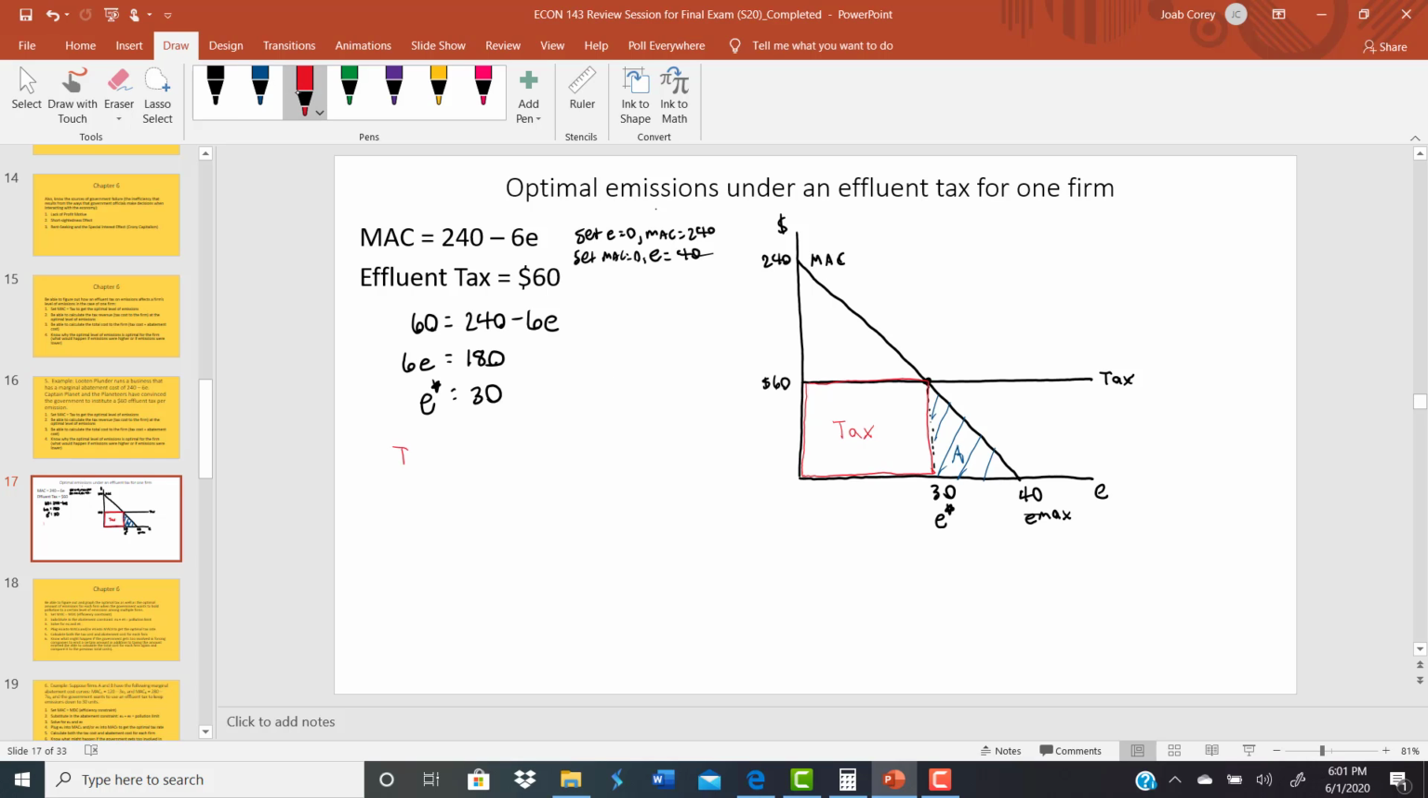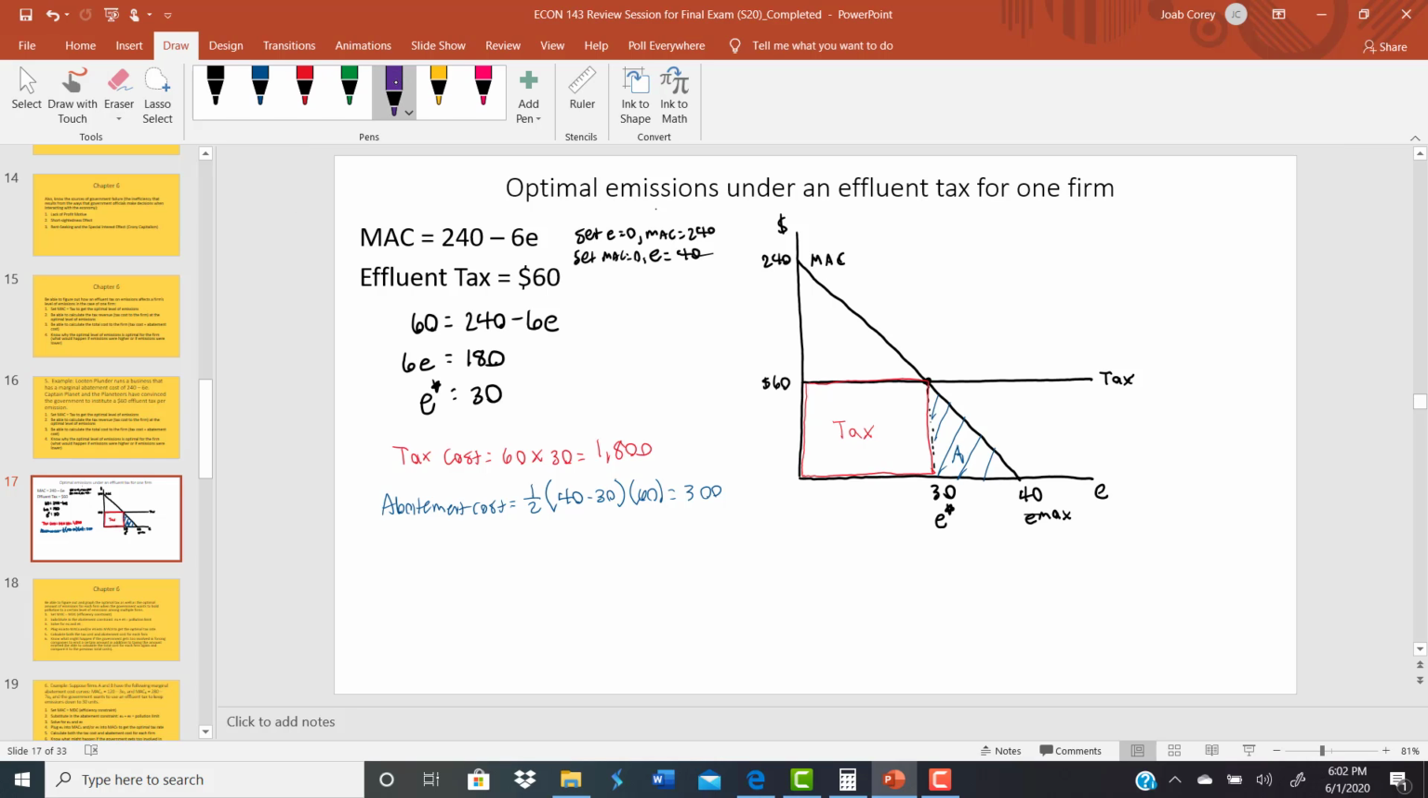Our tax cost to the firm, or tax revenue earned by the government, is just 60 times 30, or the area of that rectangle, and that's going to be equal to 1,800. And then the abatement cost is going to be equal to the area of this triangle, that is 1/2 times 40 minus 30, which is the base of that triangle, times that 60, which is the height of the triangle, or 1/2 of 10 times 60, which is 300. Oop, shouldn't have a comma there. It's not going to be 3,000, but just 300.